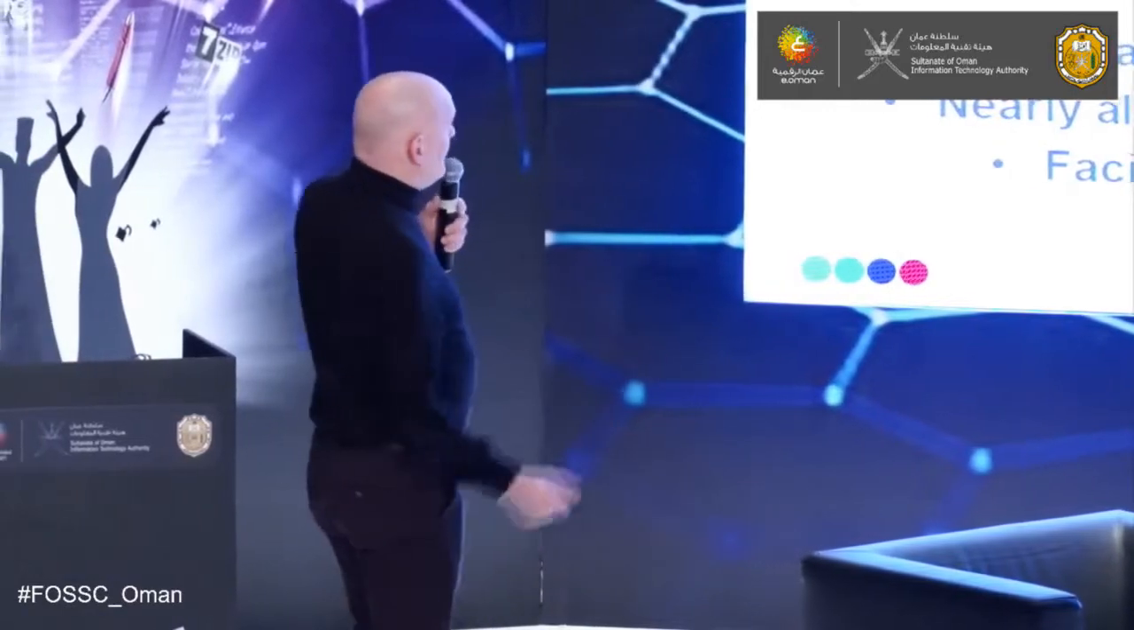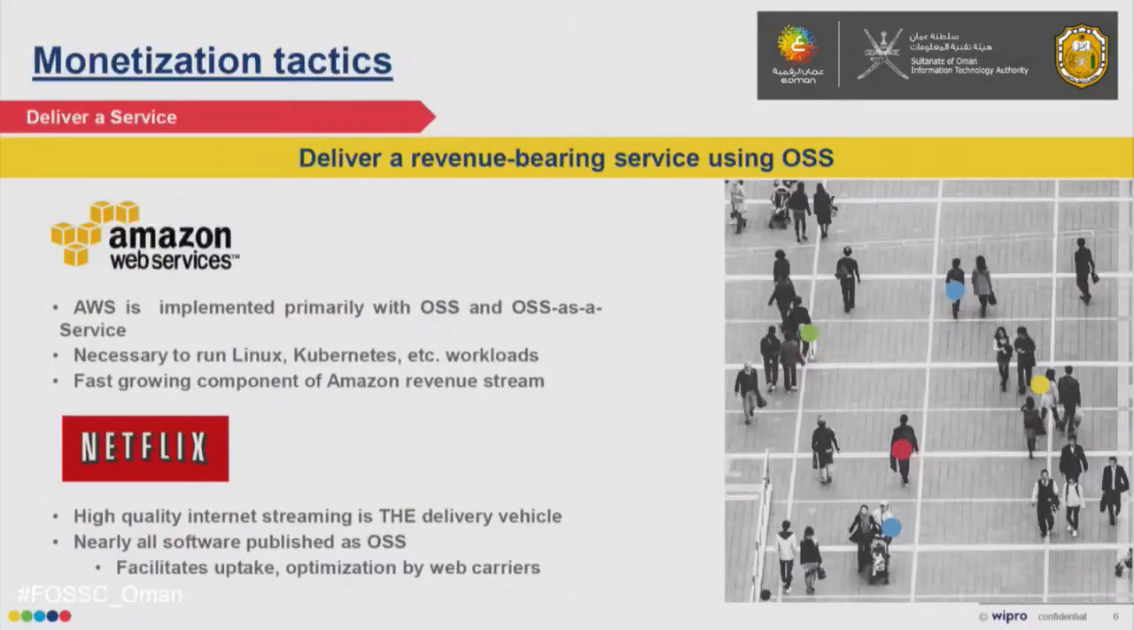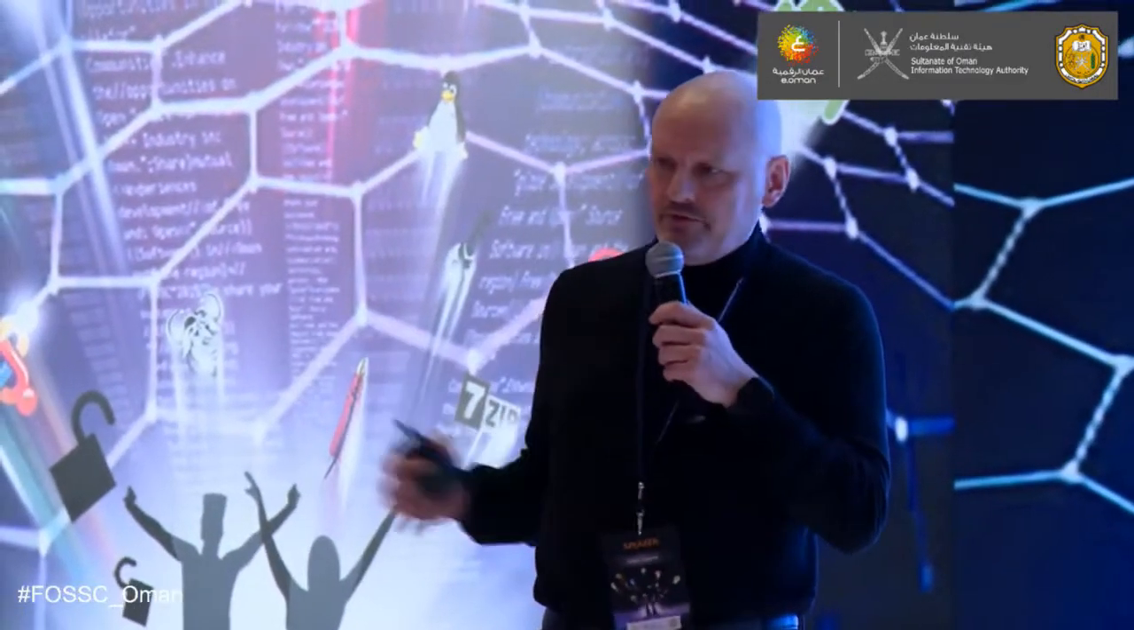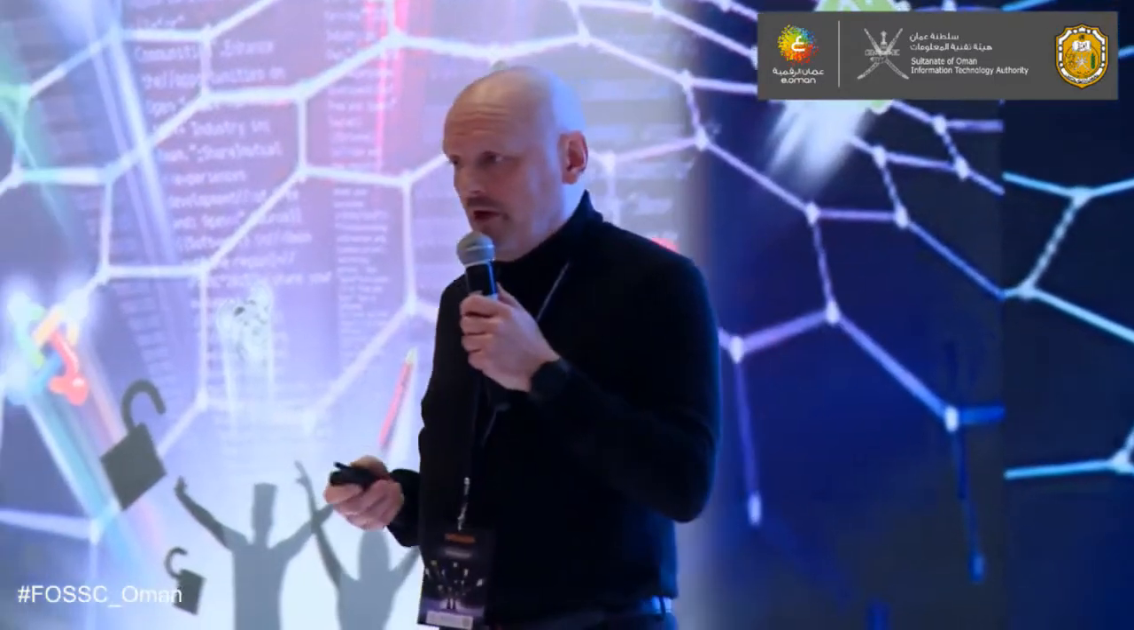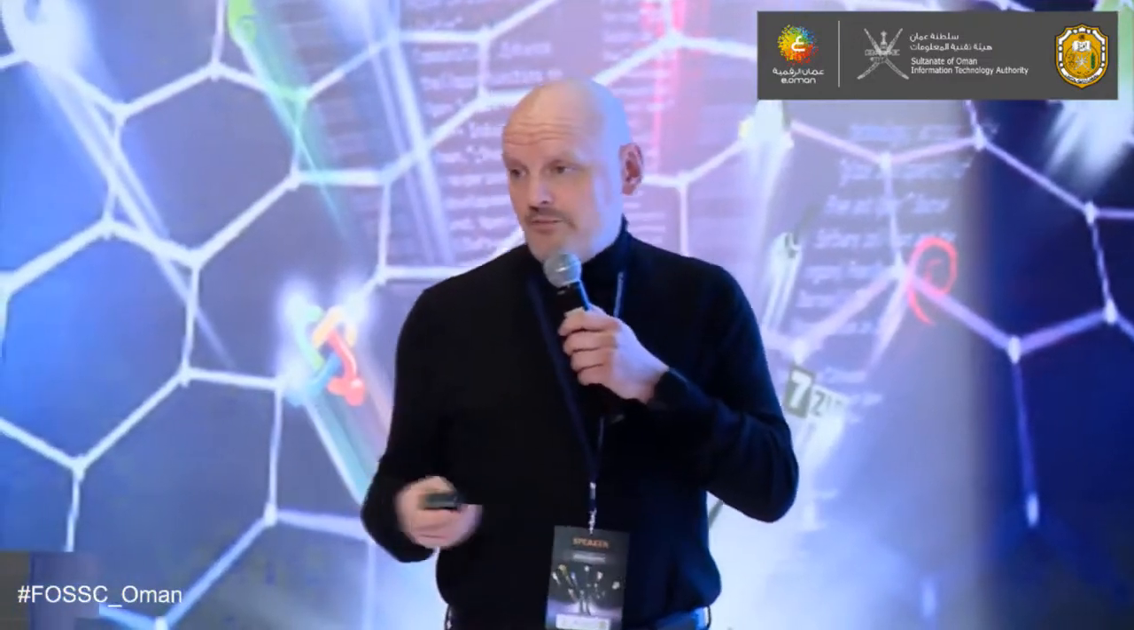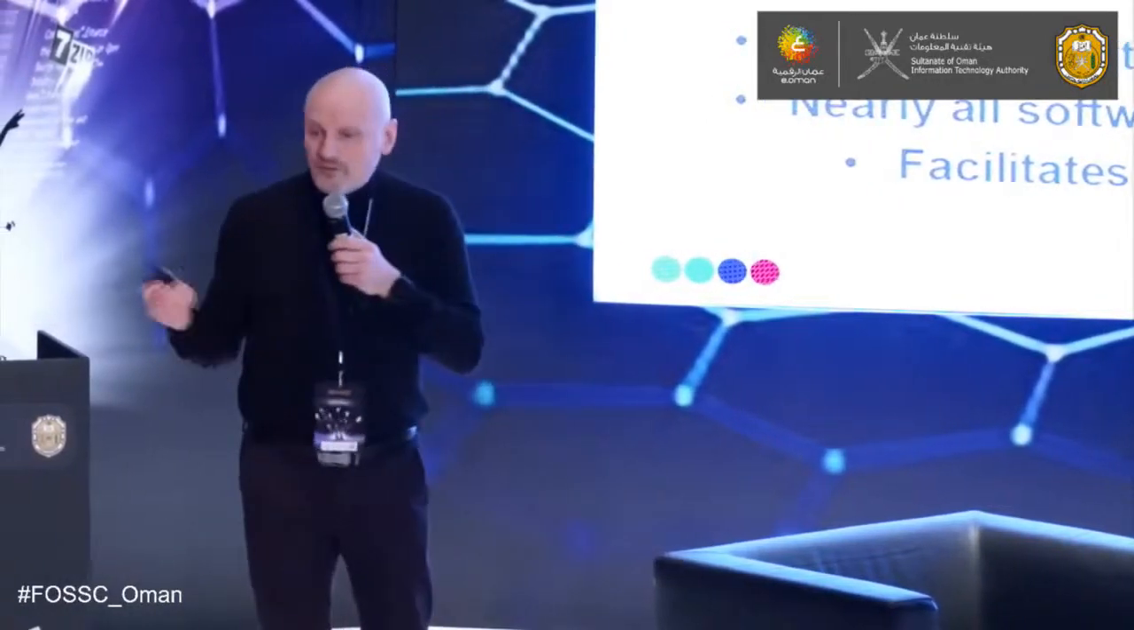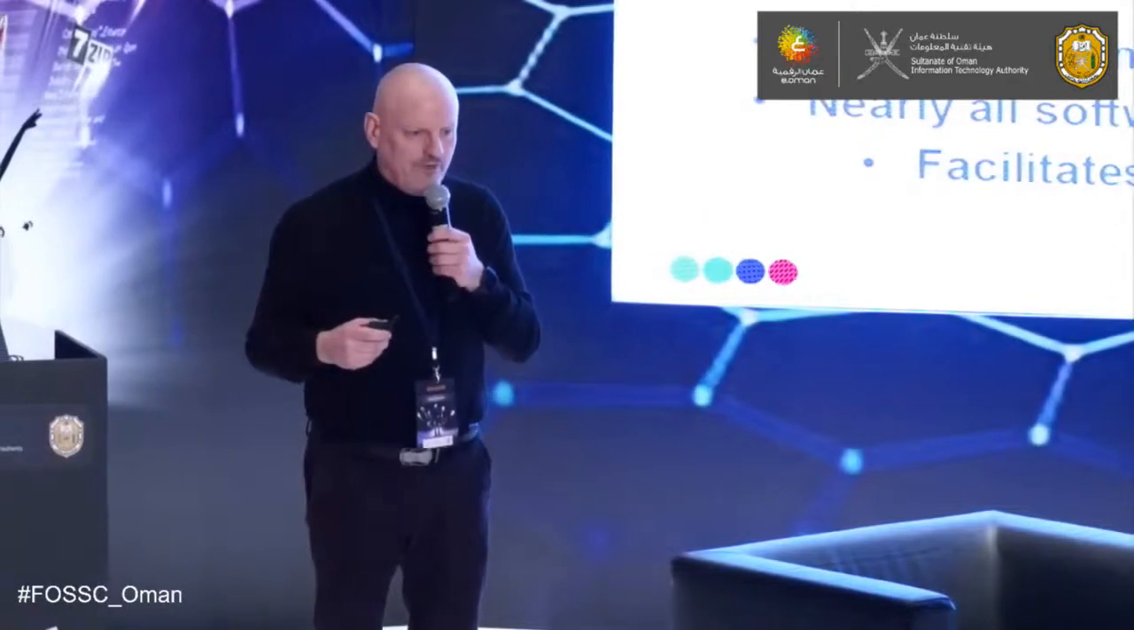Okay, so the first one is develop a revenue-bearing service using open source software. So in this case, you're not necessarily developing open source, but you're using it, you're packaging it in your data center, and you're selling a service. That could be Amazon Web Services, you're making this available. It could be Netflix, you're making videos available to people, and people are paying not for the open source software, but for the service, running in the cloud some software of theirs, or viewing videos and movies. So that's one great way of making money off of open source.